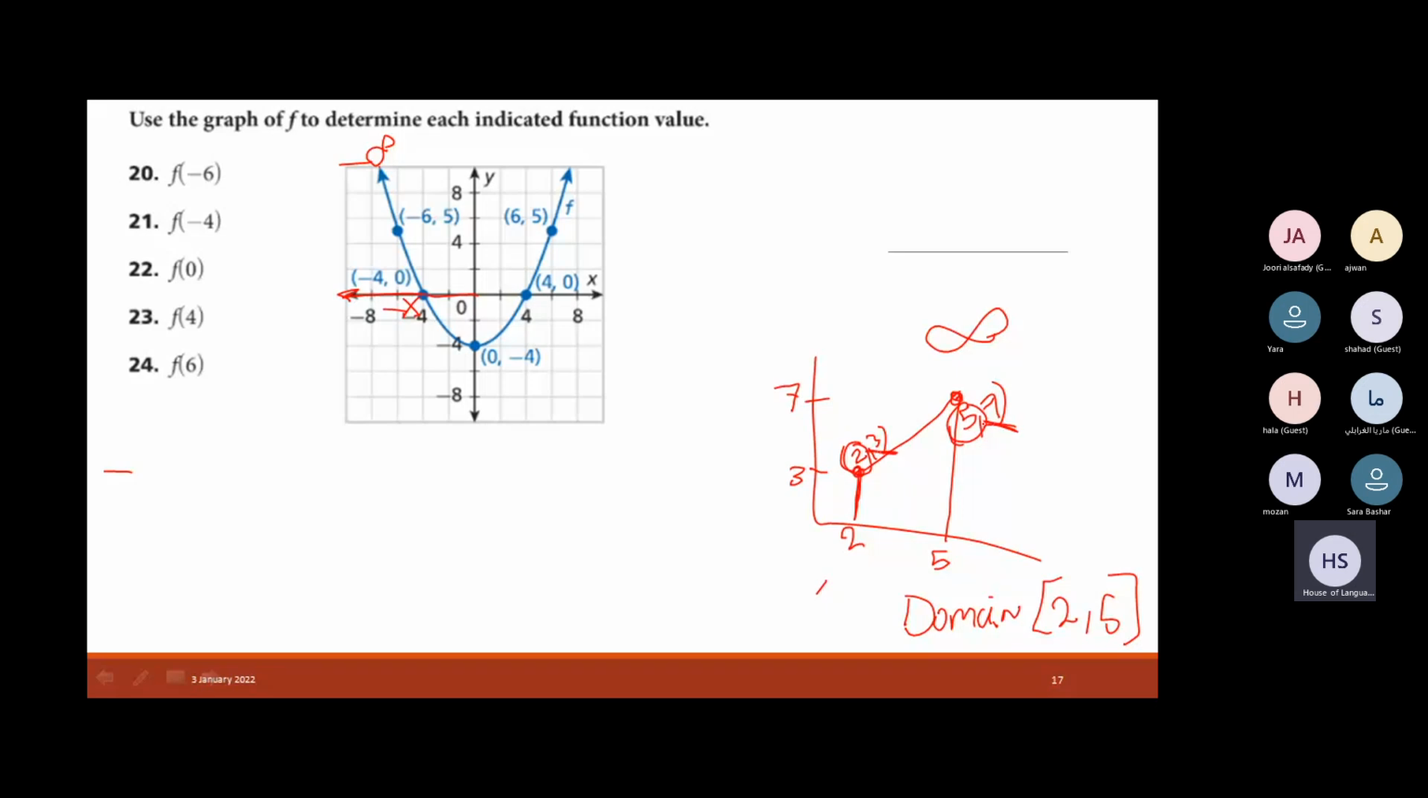3 and 7. So we will say that the range is from 3 to 7. This is for the domain and for the range. And as we said yesterday, because it started from a point and stopped at a point, we will say that we start from point 3 and stop at 5 as an example.